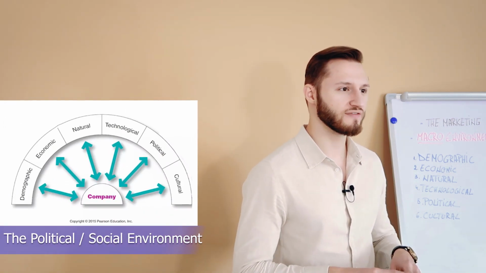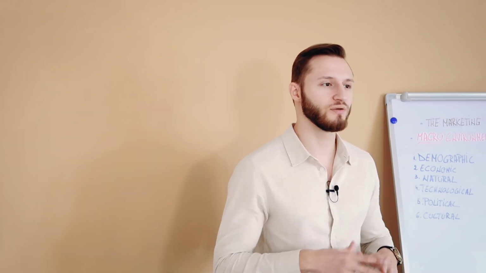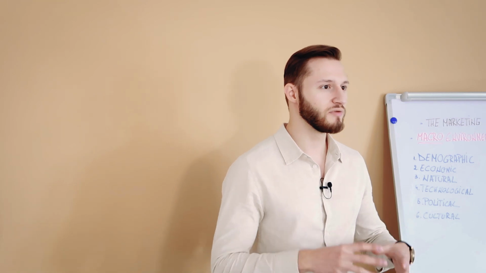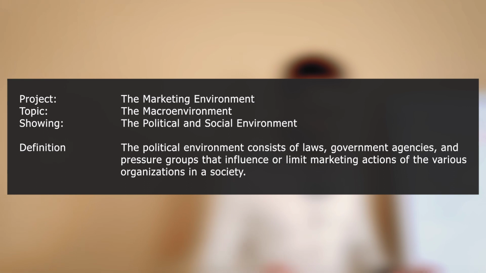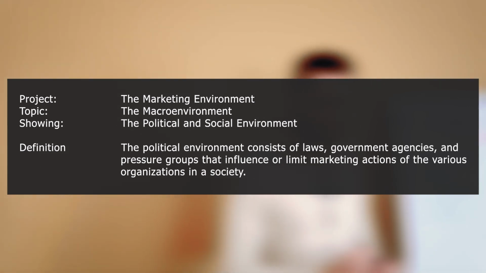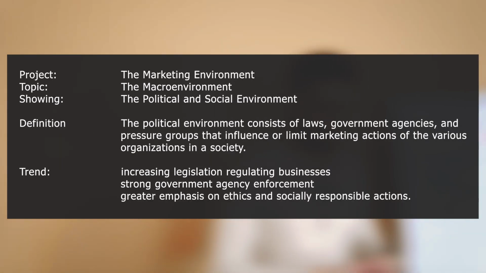The political and social environment is the fifth force of the macro environments that we look at. Before looking at it in depth, let's see the definition of it to understand it better. The political environment consists of laws, government agencies, and pressure groups that influence or limit marketing actions of the various organizations in a society. The political environment has undergone changes that affect marketing worldwide. Increasing legislation regulating business, strong government agency enforcement, and greater emphasis on ethics and socially responsible actions.